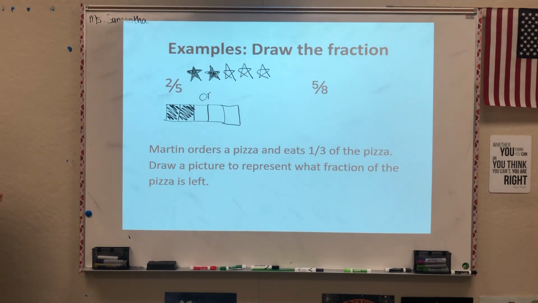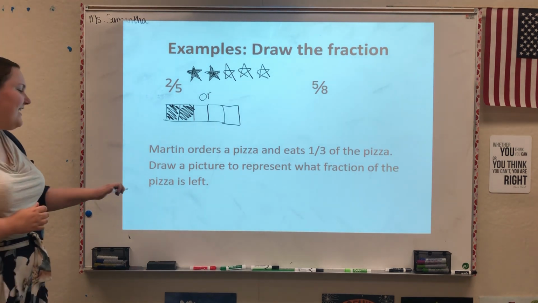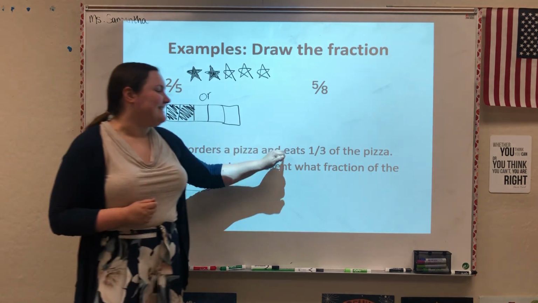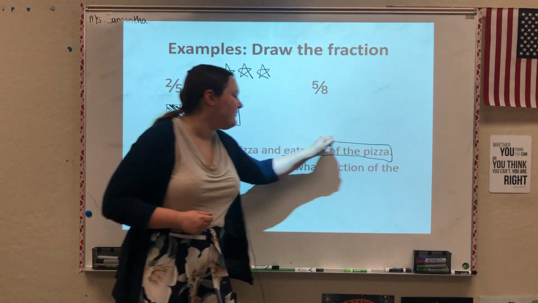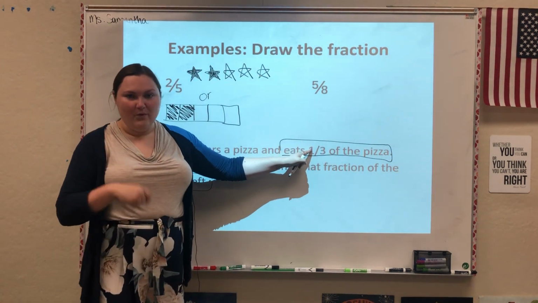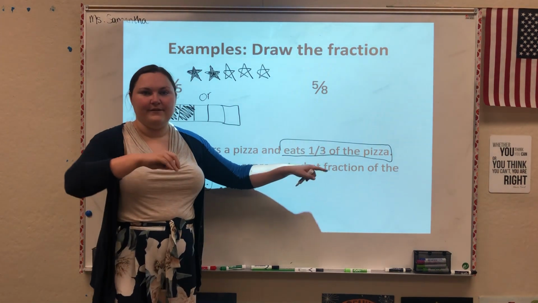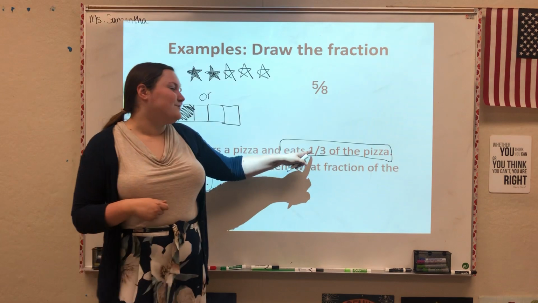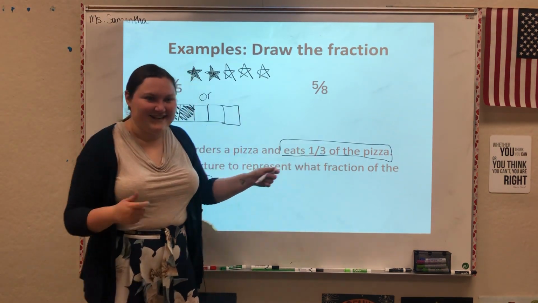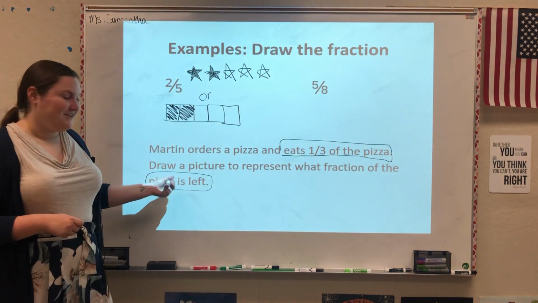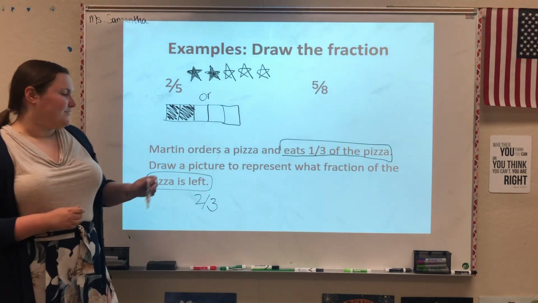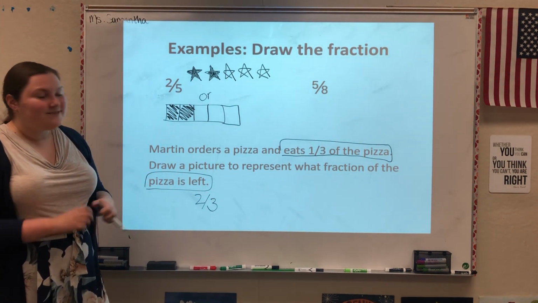Now this one you have to read very carefully. It says draw a picture to represent what fraction of the pizza is left. It tells me he eats 1/3 of a pizza. That means he ate 1 out of the 3 parts, or probably 3 slices of pizza. So if he eats 1 out of the 3 slices, that means what's left over? 2 out of the 3 slices, 2/3. So we want to draw a picture of 2/3.